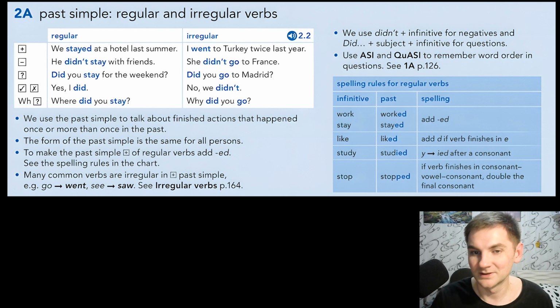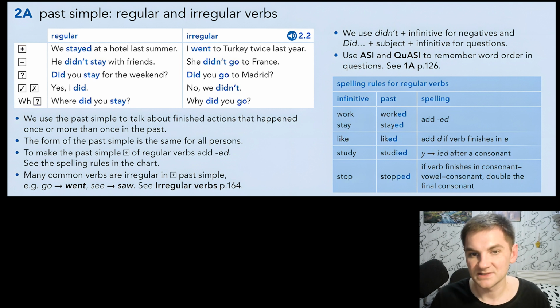I hope so. We use didn't plus infinitive for negatives and did plus subject plus infinitive for questions. So I didn't do it, I didn't go there, or what did you do at the weekend? What did she watch? Or where did you go? Something like that. What about spelling rules?